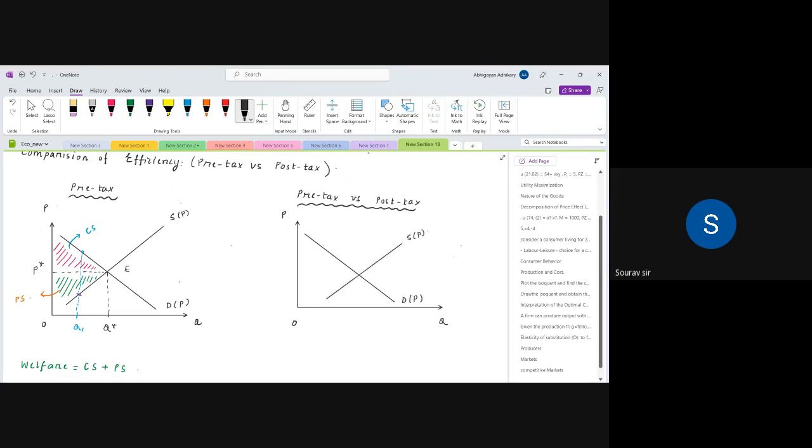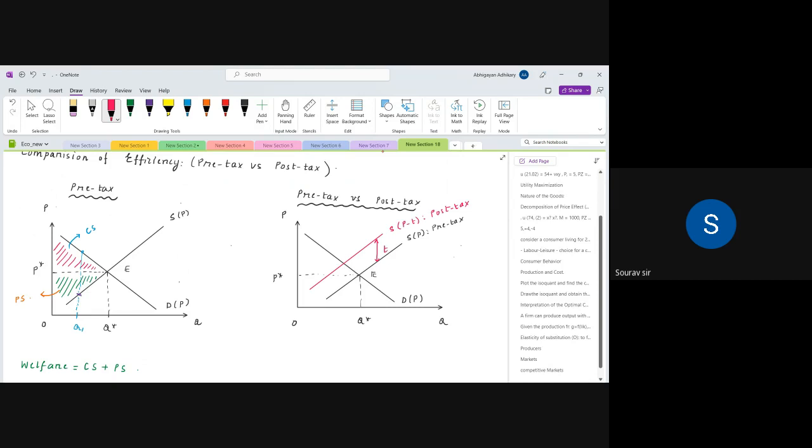S of P. This is pre-tax. So this gave us the equilibrium point at Q star and P star. Under the imposition of tax on the producers, the supply curve will shift vertically and parallelly to the right. This is S of P minus T, which is post-tax. And the vertical gap between these two is T.